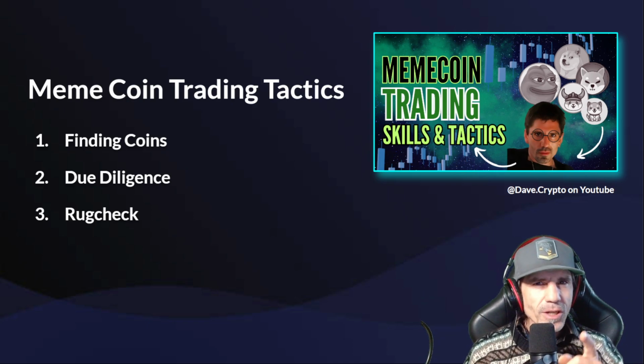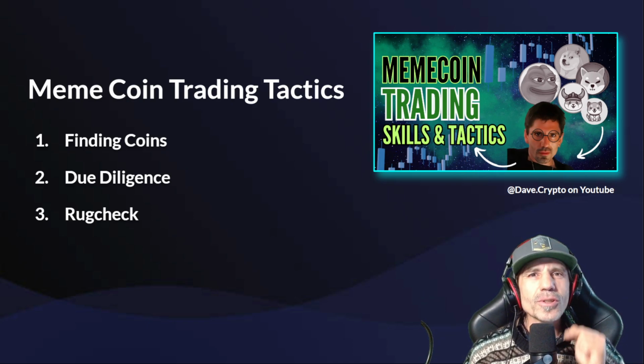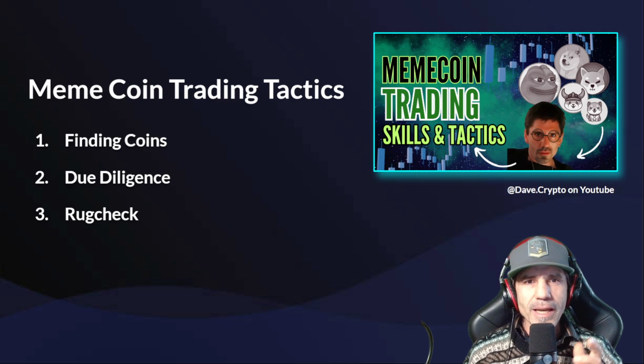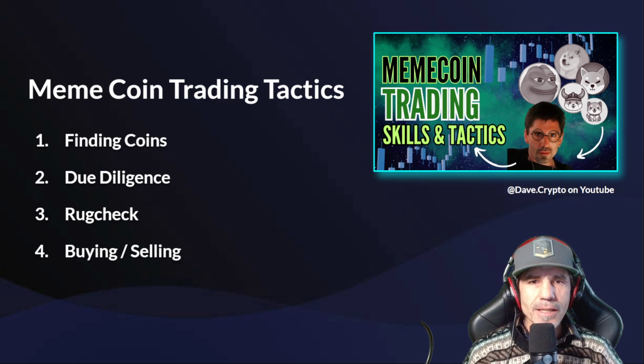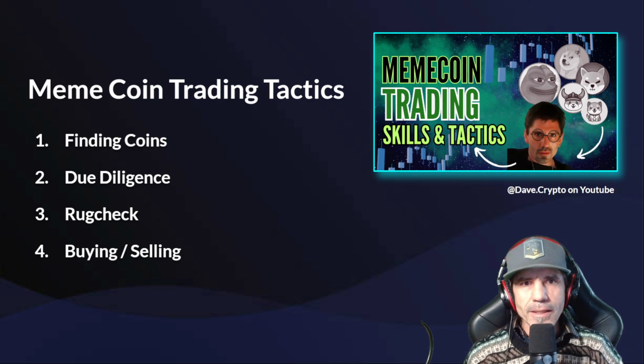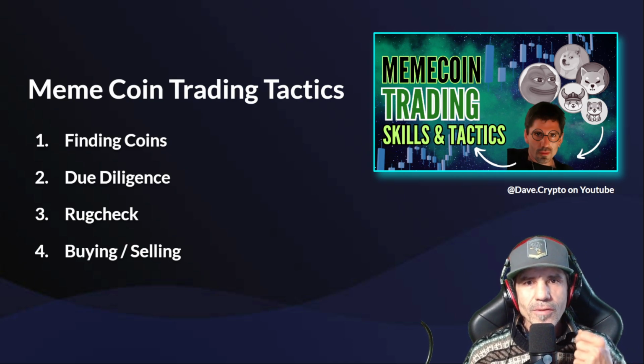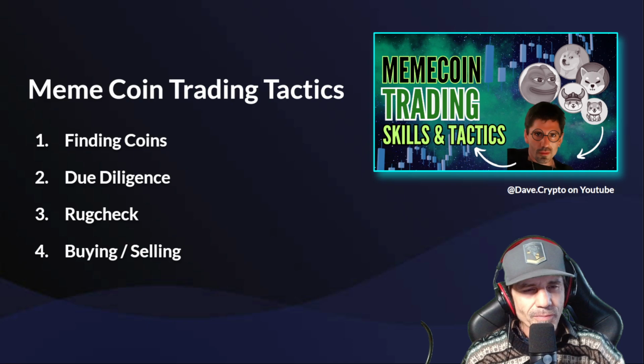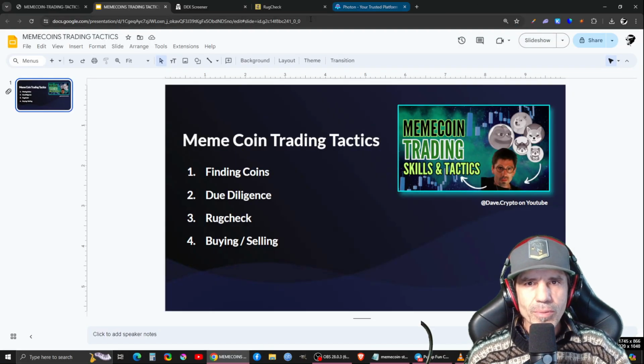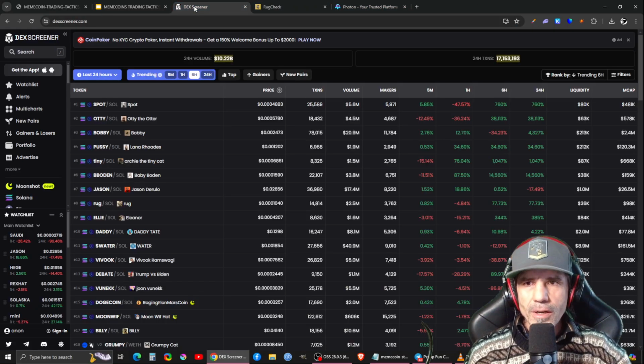And then rug checks. This is for safety. Make sure you don't get trapped in honeypots or coins that you can't trade or hard rugs and things like that. And then finally, entering and exiting, buying and selling. A few of those things in terms of how to use Photon to do that. So that's what we're covering today. Pretty exciting. So let's just dive right in.